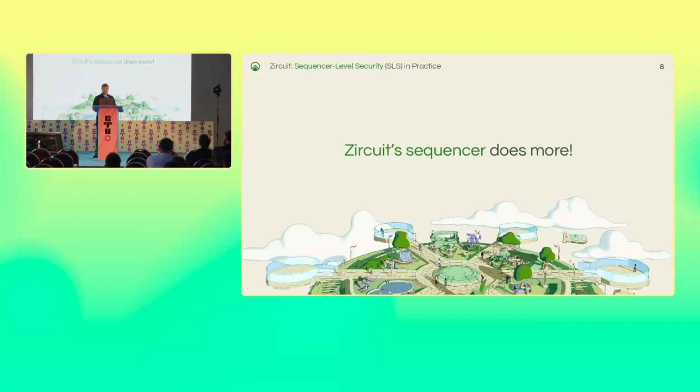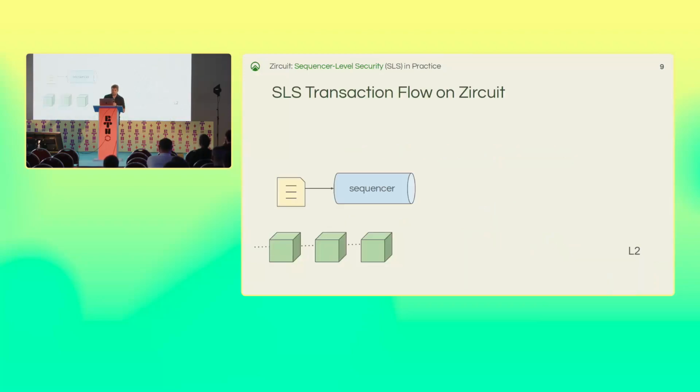Now, Zirkit does a little bit more, and it does a little bit more on that sequencing level. So in Zirkit, we also have our L2 chain. It's ticking a little bit faster than Ethereum. Our block time is 2 seconds. And we have a sequencer. The sequencer, again, is receiving transactions from multiple sources, from the users. And when it has a transaction, it doesn't right away include it in the block. What it has available is what we call an oracle.